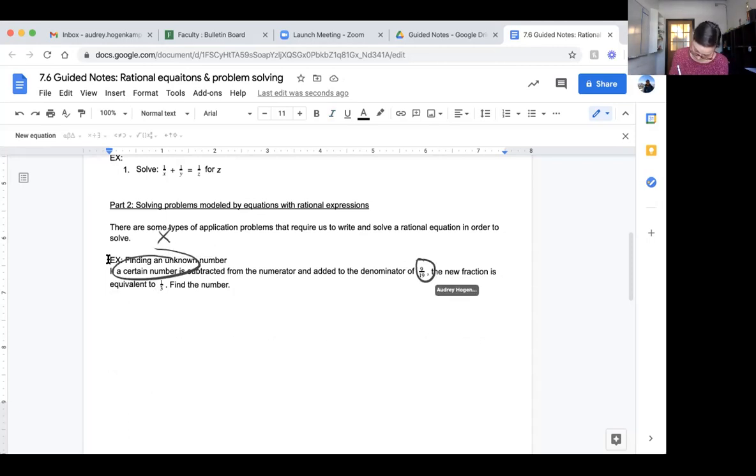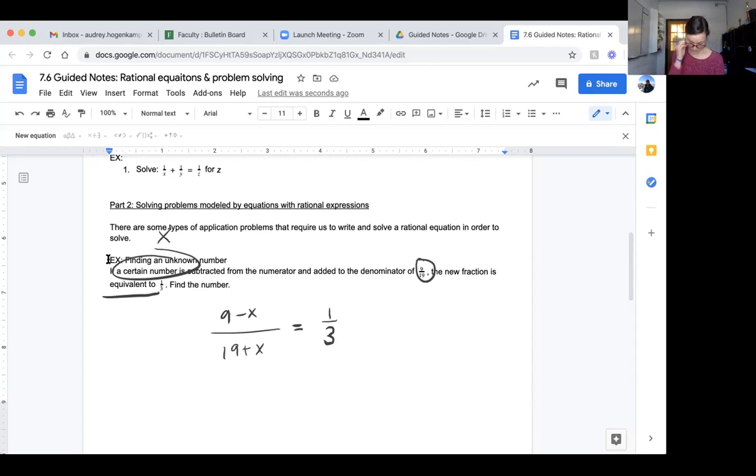numerator of 9/19, so 9 minus x, subtracted from the numerator, and added to the denominator. So that's going to be 19 plus x. The new fraction is equivalent to 1/3. Okay, find that number. So now I've translated my statement into math, and what I have to do now is solve for x.